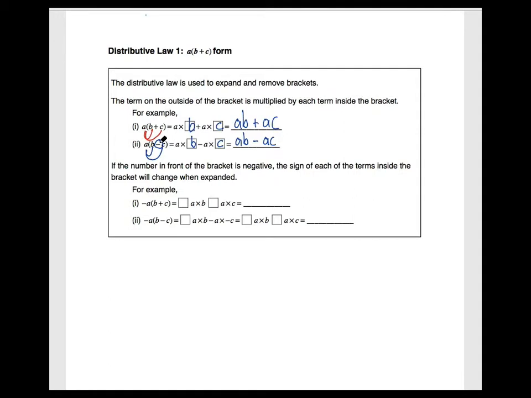Now, if the number in front of the bracket is negative, the sign of each of the terms inside the bracket will be changed when expanded. For example, in this one here, we have a minus A on the outside of the brackets, which means minus A will be multiplied by both B and C, in which case we have minus A times B followed by minus A times C, giving us the simplification minus AB minus AC.